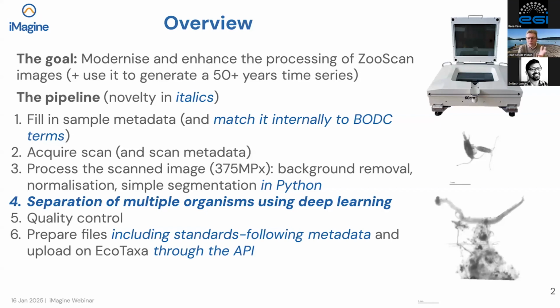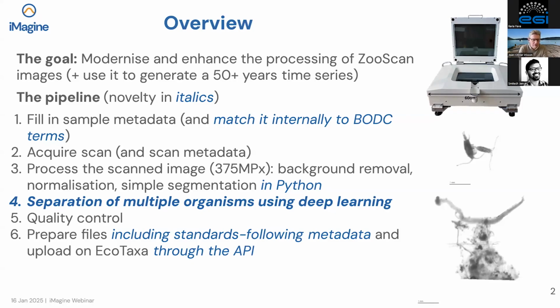An overview of our actions within iMagine. Our goal was to modernize the ZooProcess processing pipeline, the ZooScan images processing pipeline, and to apply it to a long time series. And so the idea is that we would keep the general principle of the process, which I guess a lot of you know. That's why you're here.